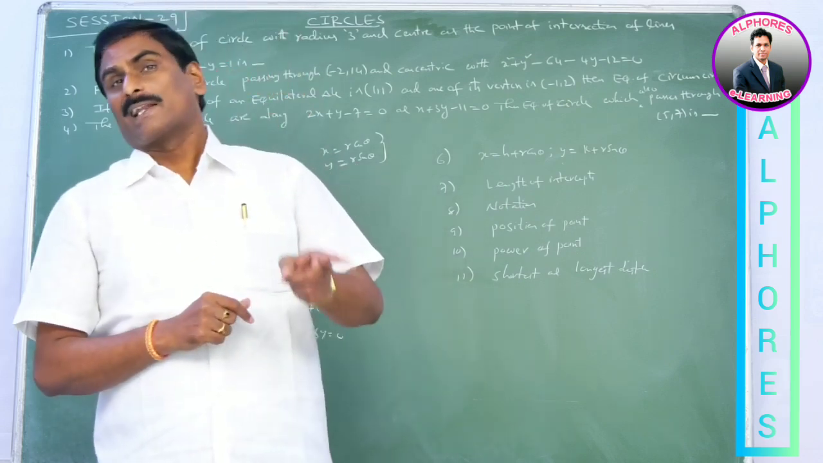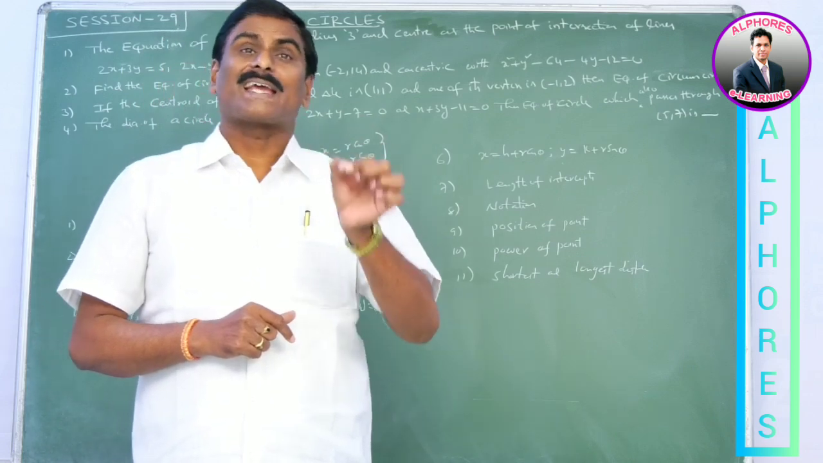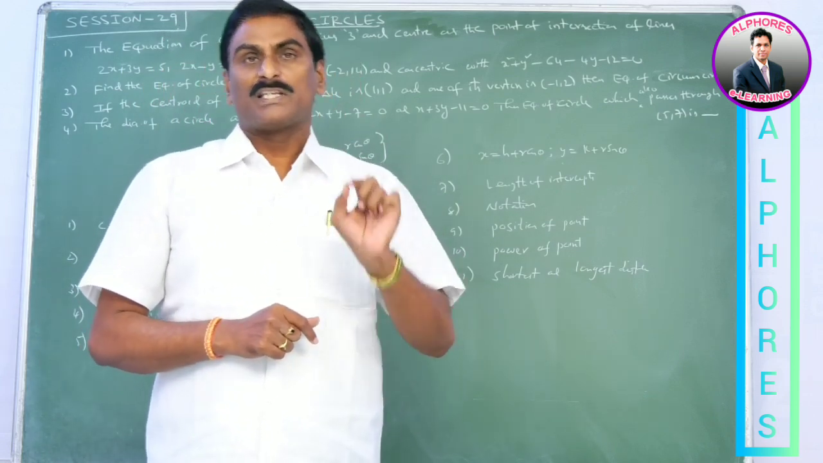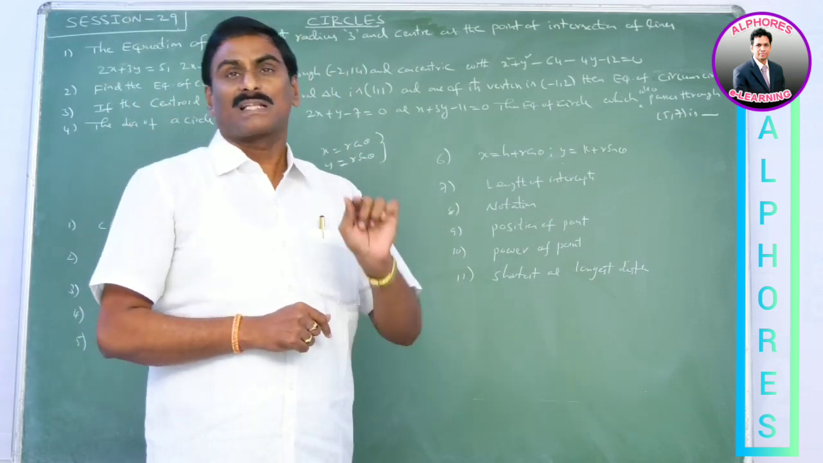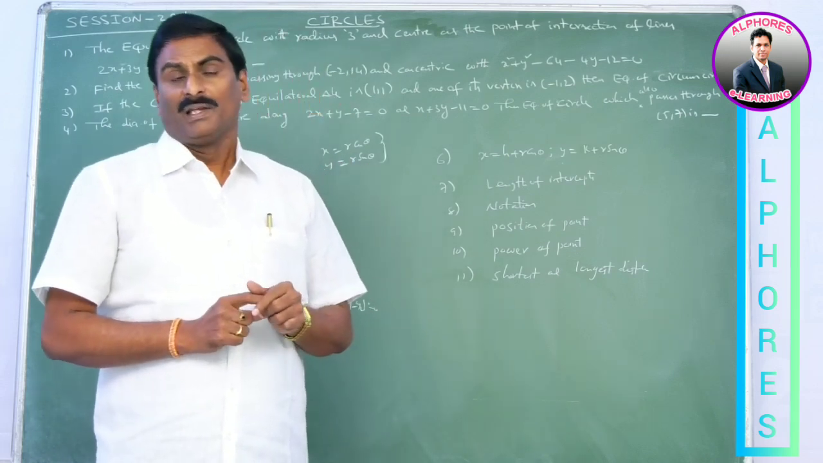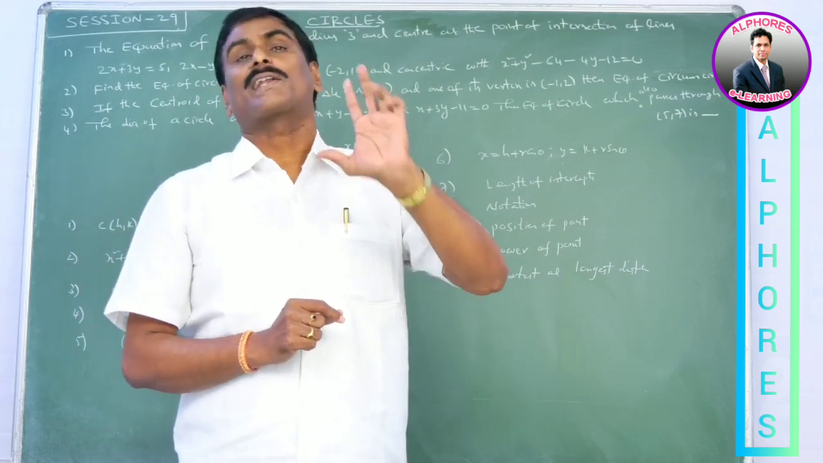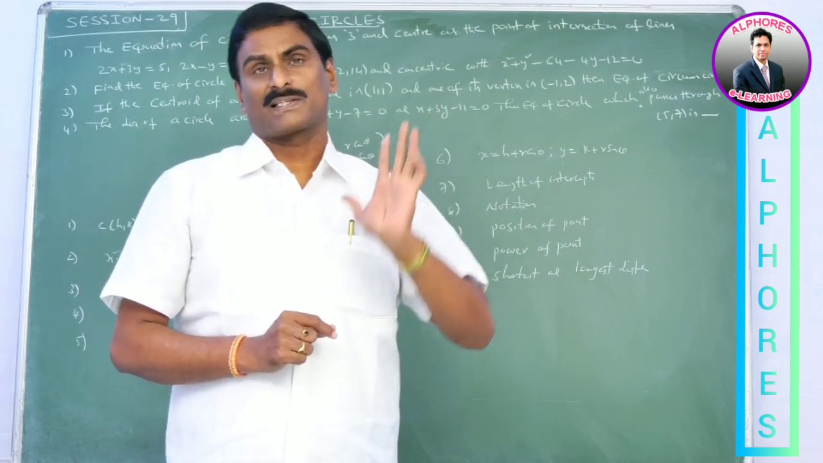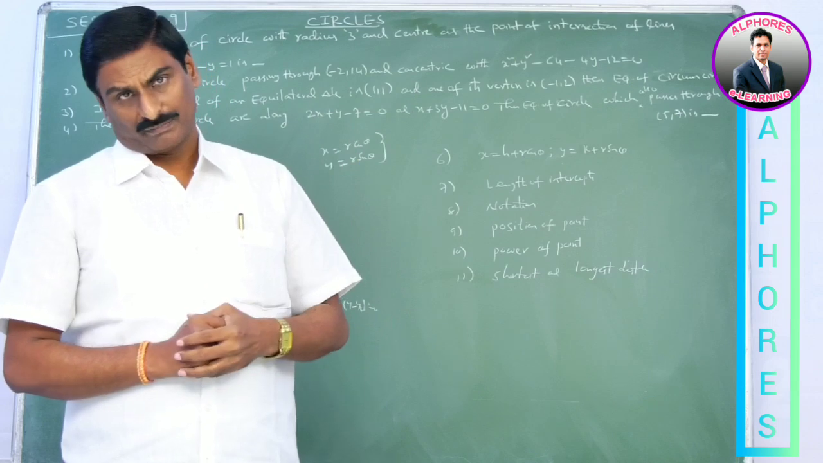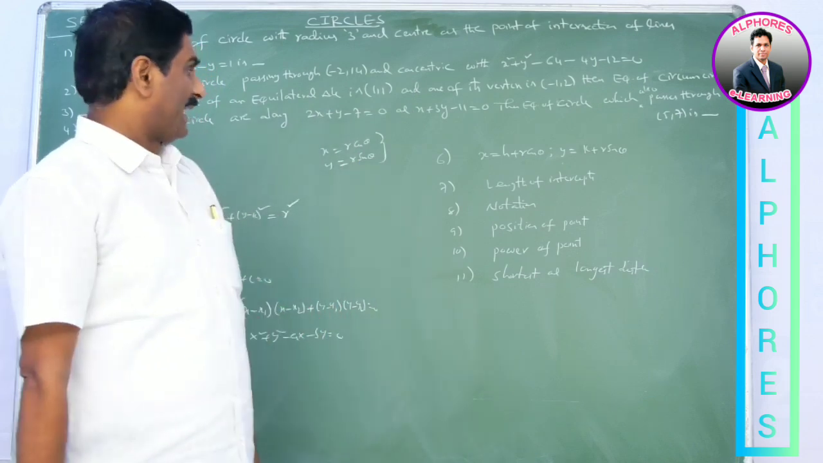If g square minus c is greater than 0, the circle cuts the x-axis at two different points. If g square minus c is equal to 0, then the circle touches the x-axis. If g square minus c is less than 0, then the circle neither touches nor intersects the x-axis. Similarly for the y-axis.